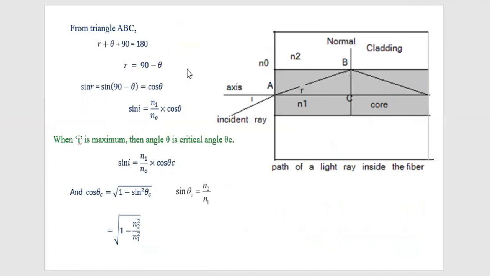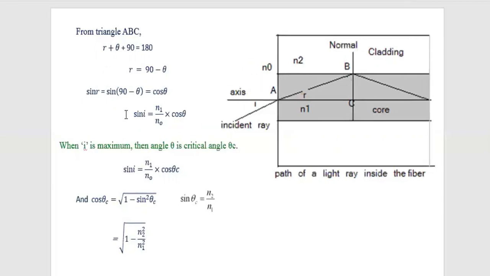Now taking sine on both sides, sin R is equal to sin of 90 minus theta, which is equal to cos theta. So we got sin R as cos theta. Substituting that sin R in the previous equation, we get sin I is equal to n1 by n0 into cos theta. This is one relation we got. Here theta is the angle of incidence at the core-cladding interface.